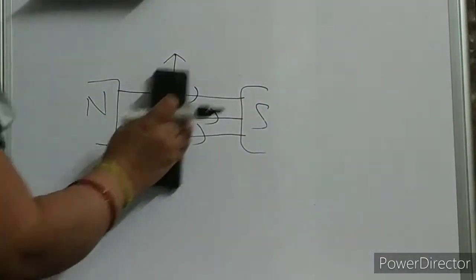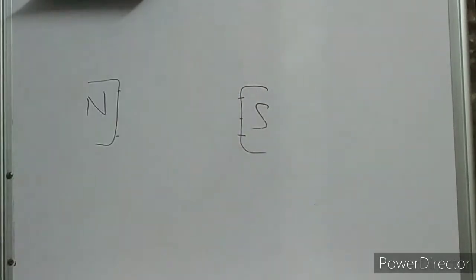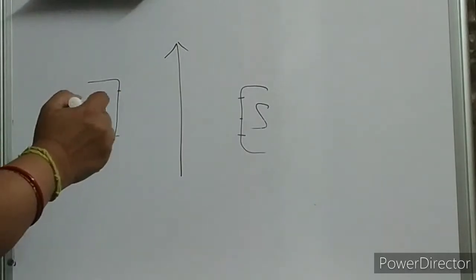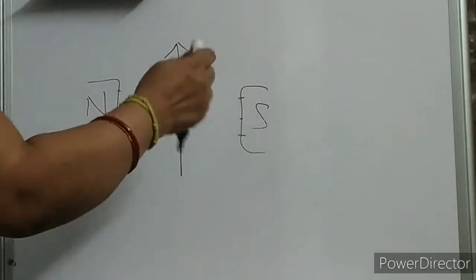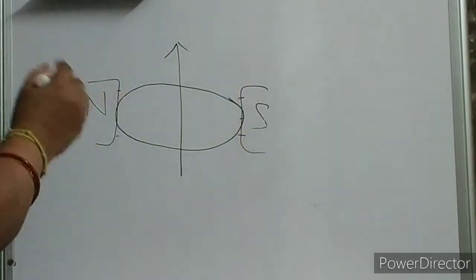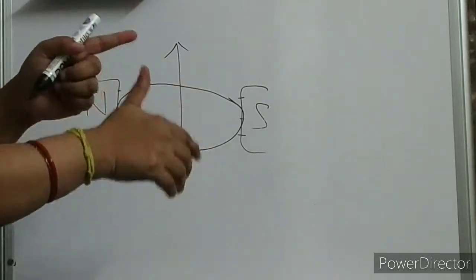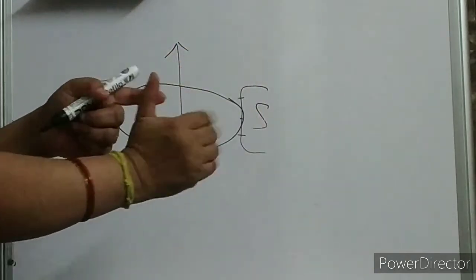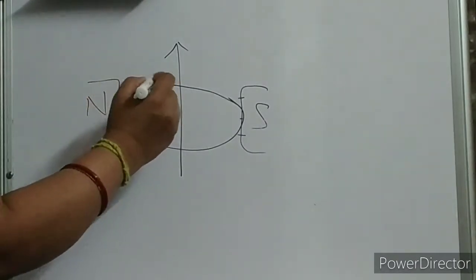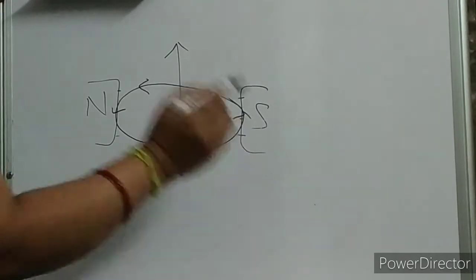I am erasing this. Now I am concentrating on the electromagnet first. As we have studied in a straight current carrying conductor, by the right hand thumb rule there will be a magnetic field around it like this. If current is flowing in this direction of the thumb, the fingers will give you the direction of the magnetic field like this.